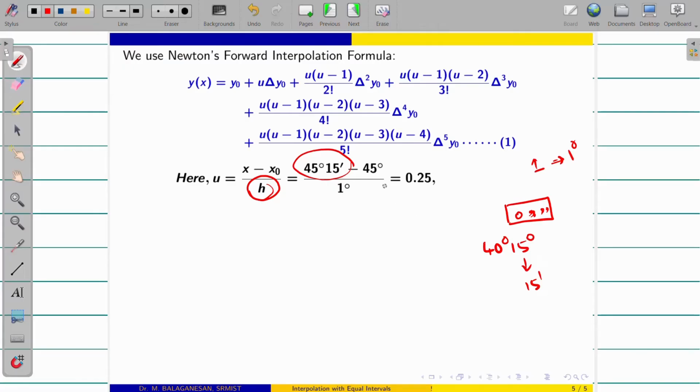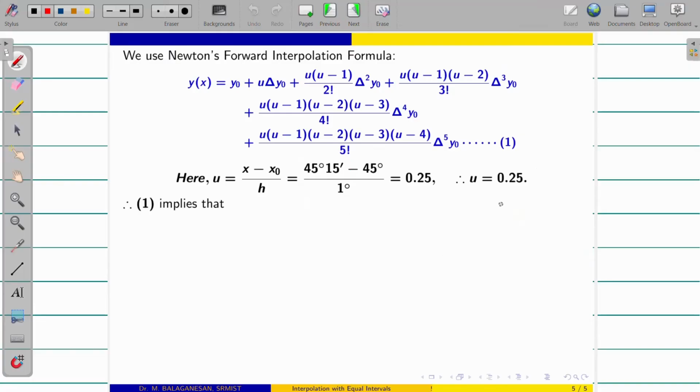Got it? So find this value minus 45 degree, divided by 1 degree. If you give it like that, you can get the answer. It is 0.25. That's it. This is the only different thing, guys. Apart from that, everything will be similar here. Now, u value is 0.25.